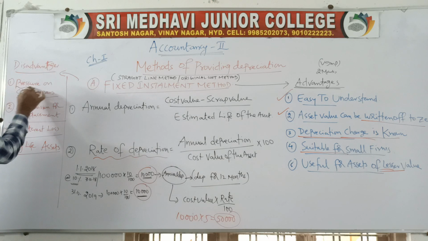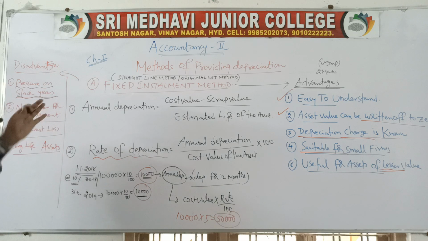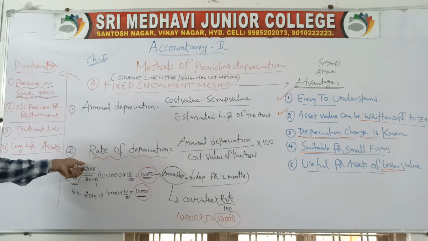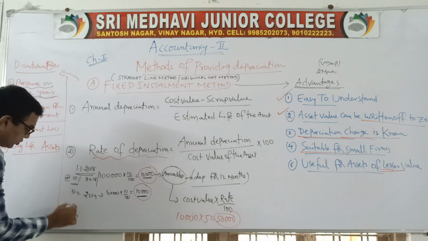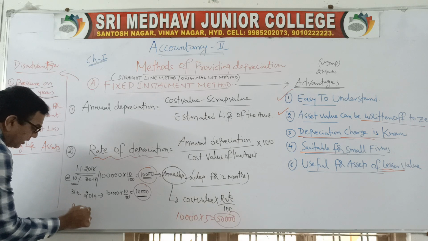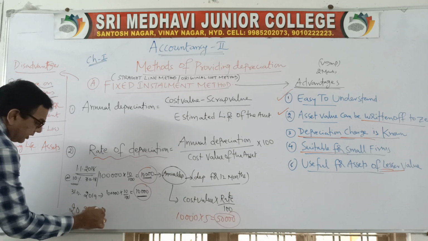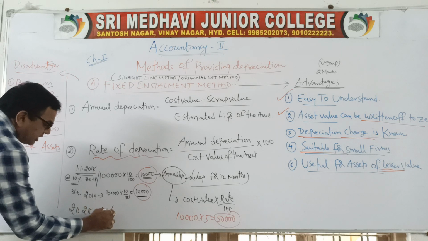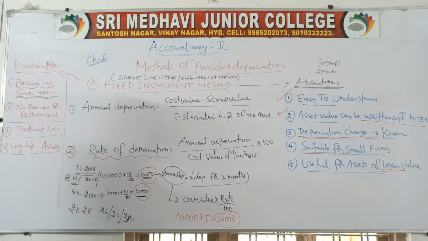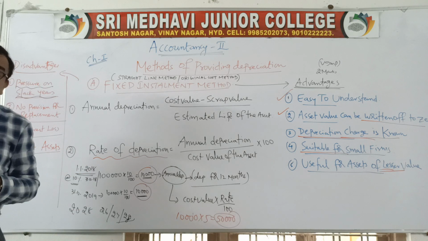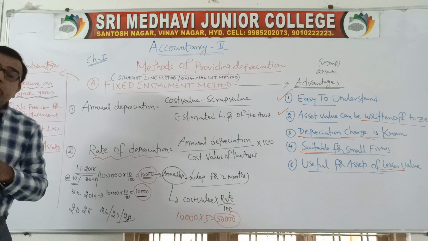Disadvantages: pressure on slack years. What do you mean by slack years? The end period. For example, in 2018 we have purchased the asset. Say the asset's life is 10 years. So 2028 will be the end year. So 2026, 27, 28 are called slack years. It means the last stage of the machinery is called slack years. What happens in slack years?